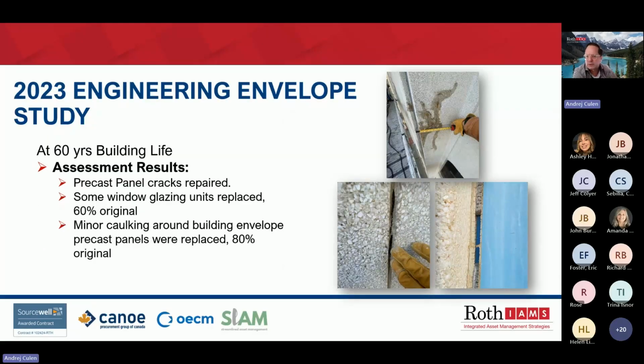So fast forwarding to the latest engineering study, which was completed in 2023. This was at the 60-year building life. And the results of the investigation assessment revealed some precast panel cracking repairs were completed, which is great. Some windows were replaced, which was good, but 60% were still original windows. Also, some caulking and gaskets were replaced, which was good, but 80% of the precast panel caulking was still original. So it's not so good.